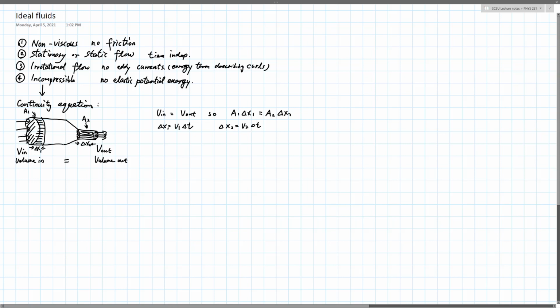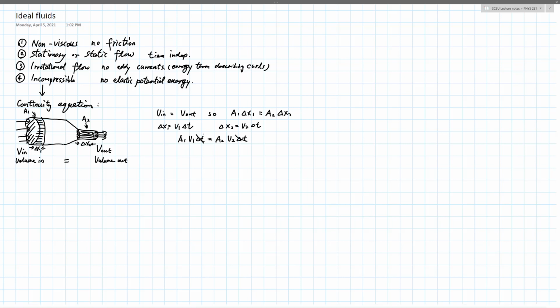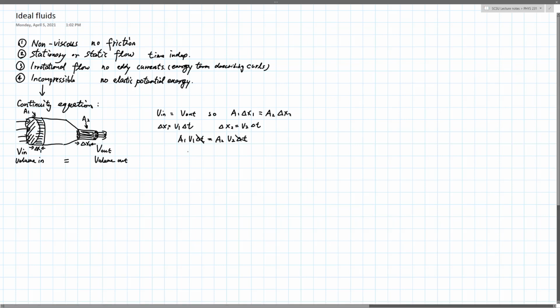So with this, the equation is A1 delta x1, which is A1 v1 delta t, equals A2 delta x2, which is A2 v2 delta t. And we can divide out the delta t. We don't have to care about how much time we were watching as volume flows into one side and out of the other side. It's generic enough. So this is the continuity equation: A1 v1 equals A2 v2.